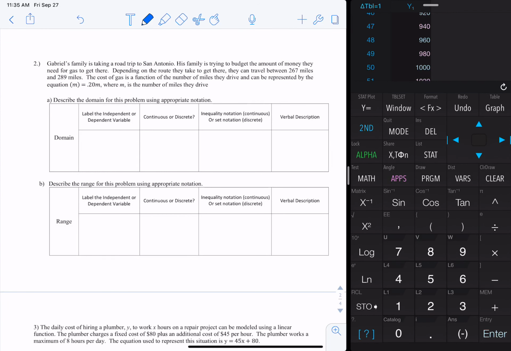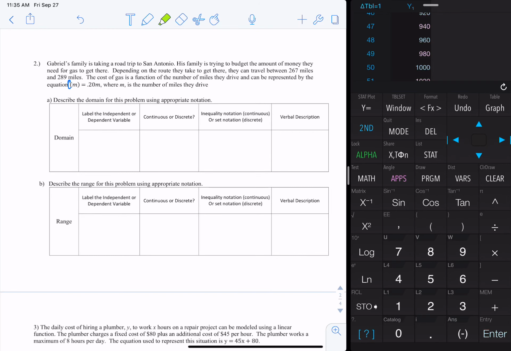Gabriel's family is taking a road trip to San Antonio. His family is trying to budget the amount of money they need for gas to get there. Depending on the route they take to get there, they can travel between 267 miles and 289 miles. The cost of gas is a function of the number of miles they drive and can be represented by the equation C of M equals 0.20 M, where M is the number of miles they drive.